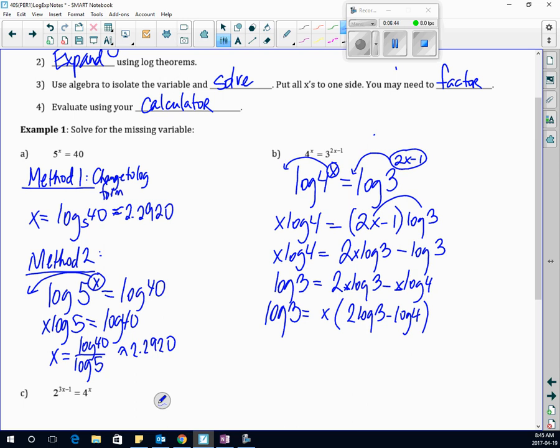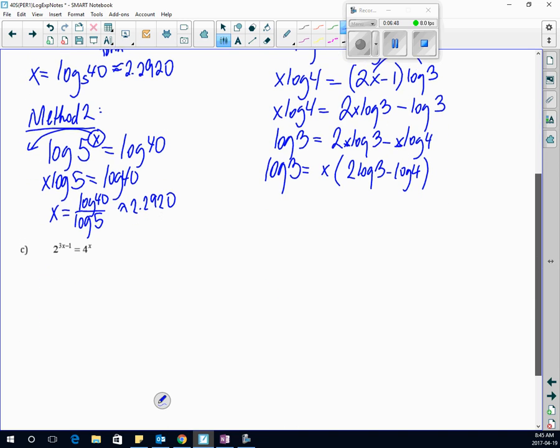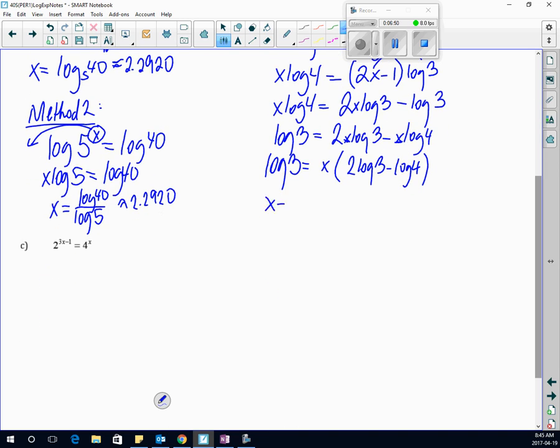Are we good? Okay, what's our last step? We got to get what x equals, right? So what does x equal? Log 3 divided by 2 log 3 minus log 4. And now we're going to punch it all in our calculator.